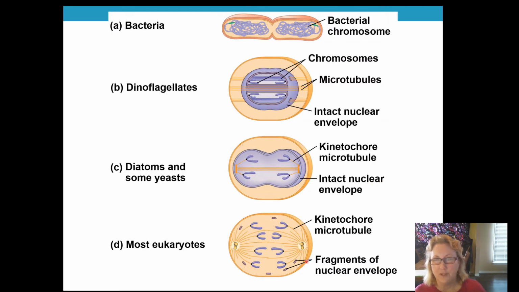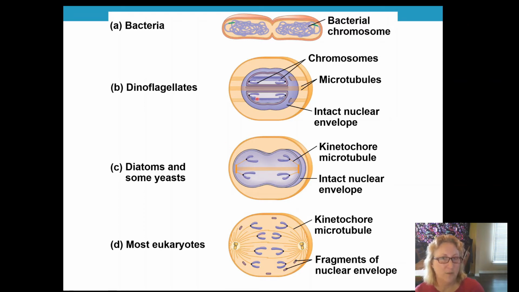There are several different types of mitosis. We've been talking about this last type here, where the nuclear membrane completely breaks down, and then a spindle forms, and then the chromosomes separate, and then the nuclear membrane reforms. That's what most eukaryotes do. Plants, animals, most fungi, most protists have that type of mitosis.